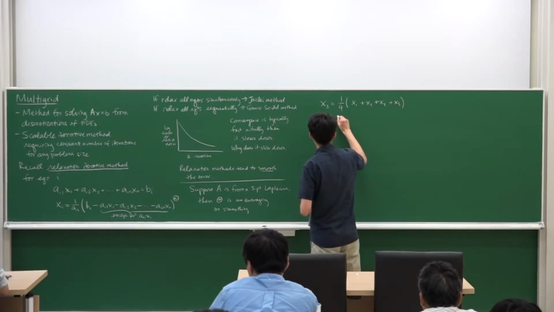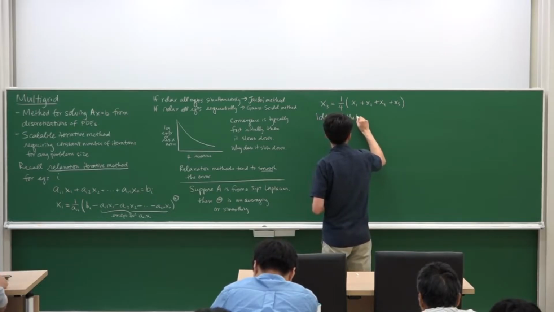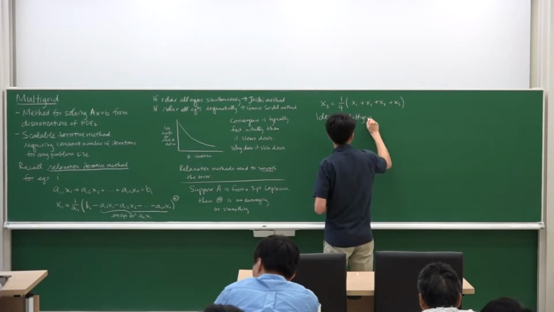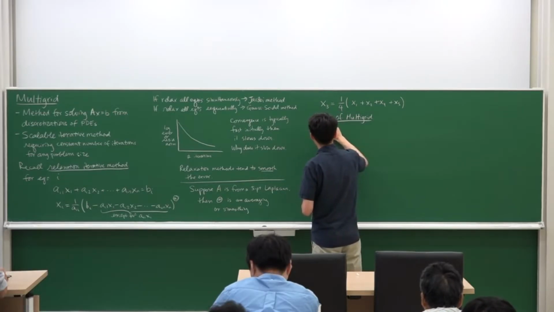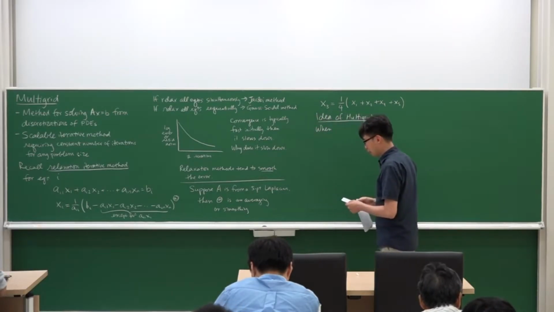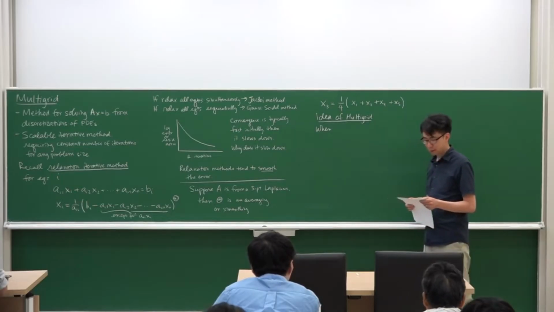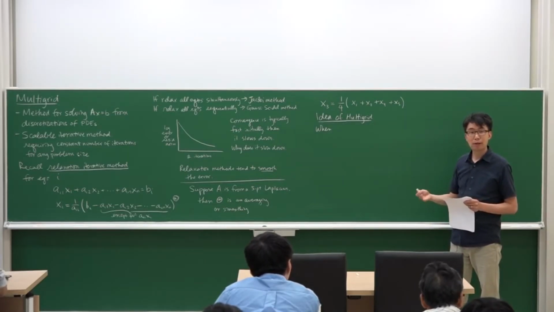So let's write down the idea of multigrid. When the error is smooth, transfer to a coarser grid where the error looks oscillatory and smooth the error on that grid.